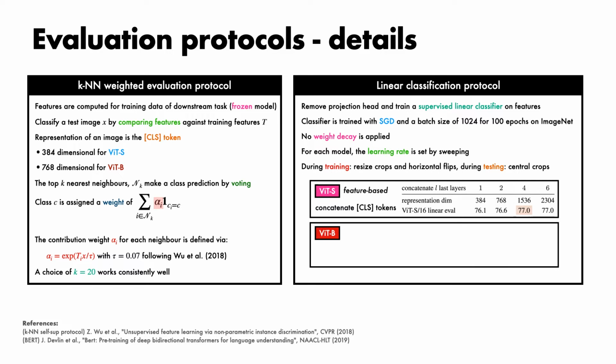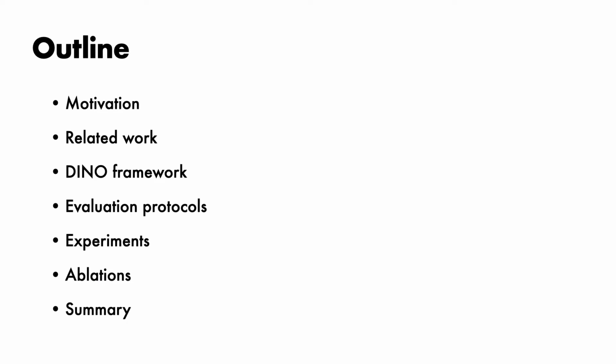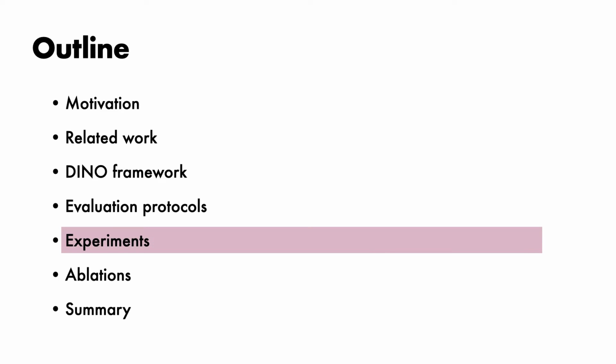For ViT-B, there was no gain to using CLS tokens from additional layers, so instead, only the last layer is used. It is found, however, that an approach inspired by CNN evaluations, in which the CLS token is concatenated with the global average pooled output across each patch token, which doubles the dimensionality of the representation, yields a small gain in performance. We come now to the experiments.